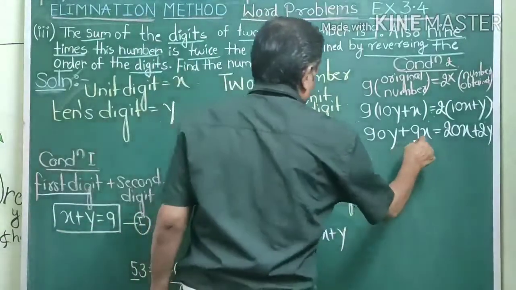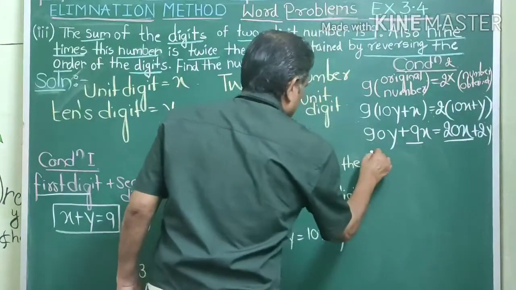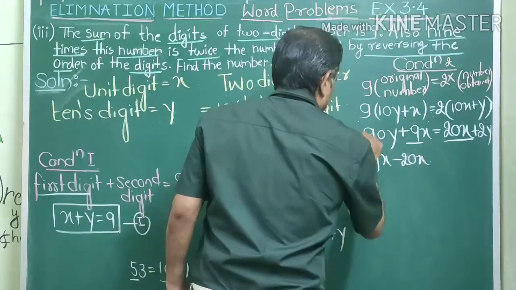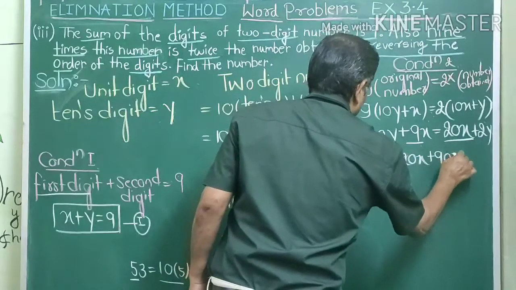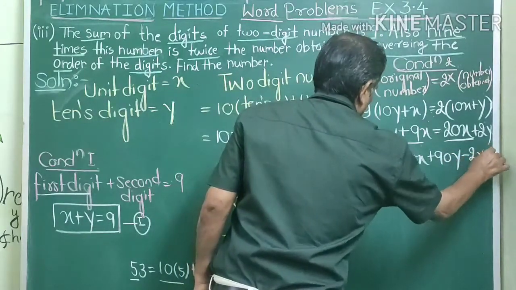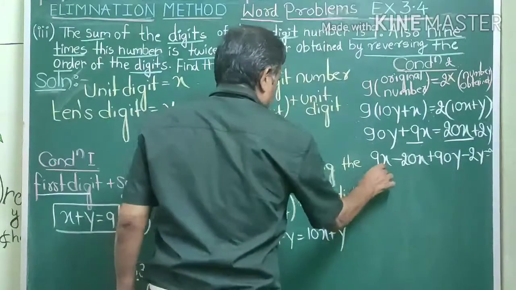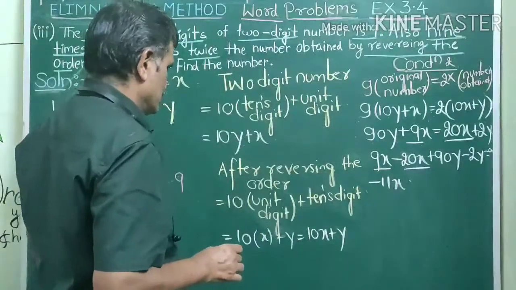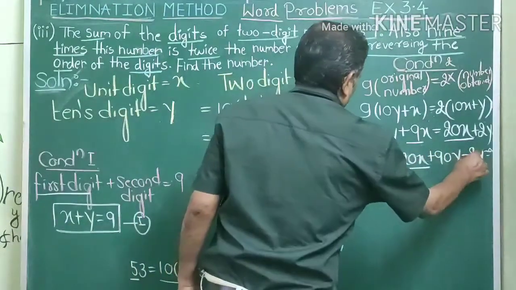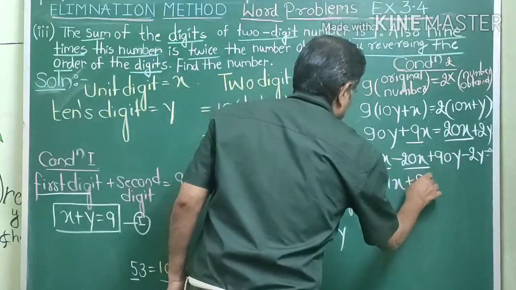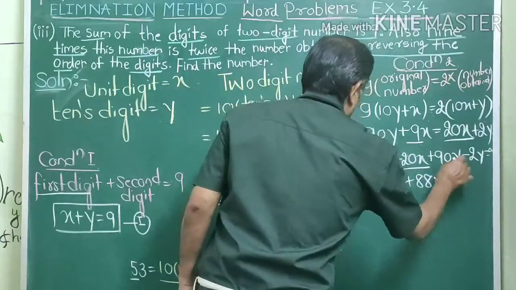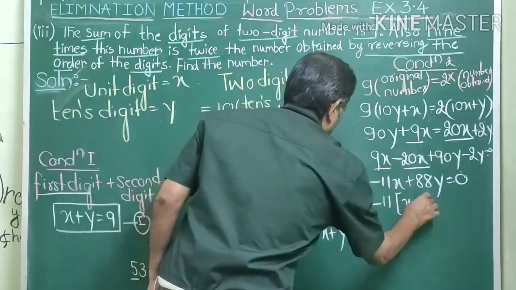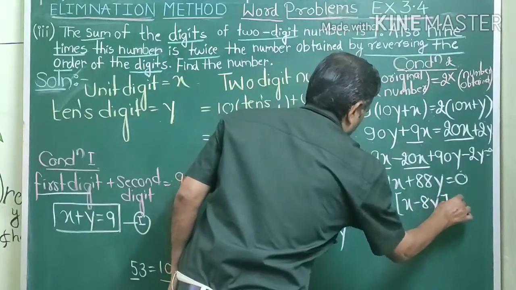So if I make the like terms one side, for example, if I do like this, 9x minus 20x plus 90y minus 2y is equal to 0. So this becomes 9x minus 20x is minus 11x, and this 90y minus 2y is 88y is equal to 0.